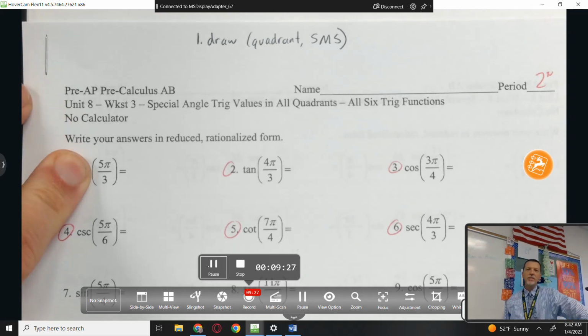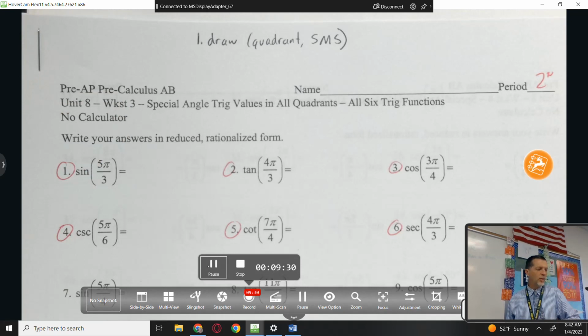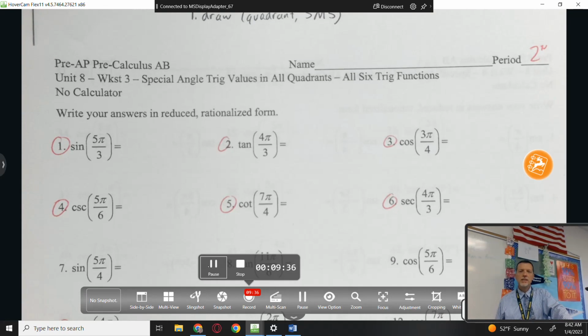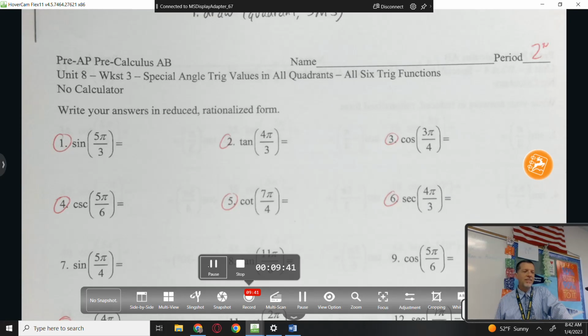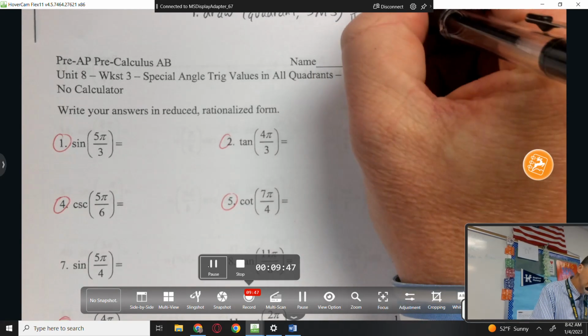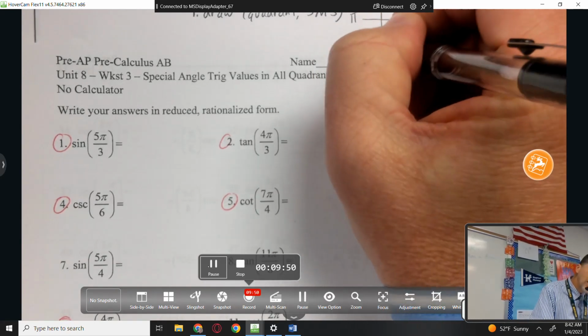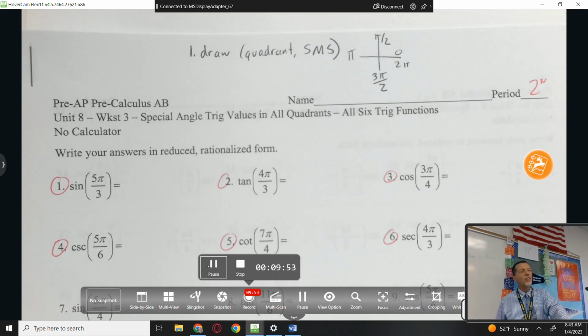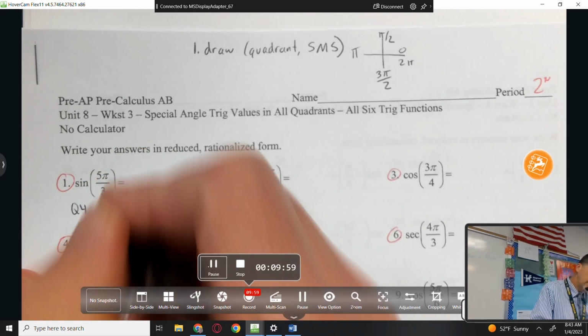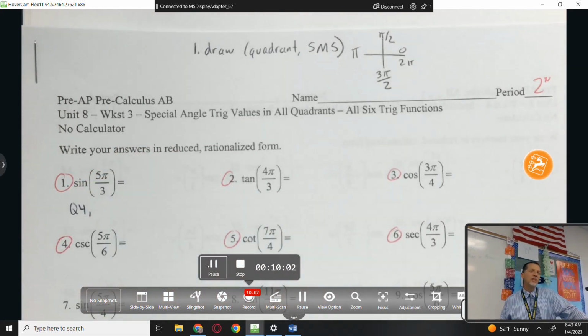So looking at number 1, I'm not worried about the sign yet. I'm worried about 5 pi over 3. I want to get the quadrant right, and I want to get the shallow, middle, steep right. So what quadrant is 5 pi over 3 in? Let's see. All the way around is 2 pi. Exactly. It's almost 2 pi, so it's the fourth quadrant. Now, is it shallow, middle, or steep? You're right. The threes are all steep.